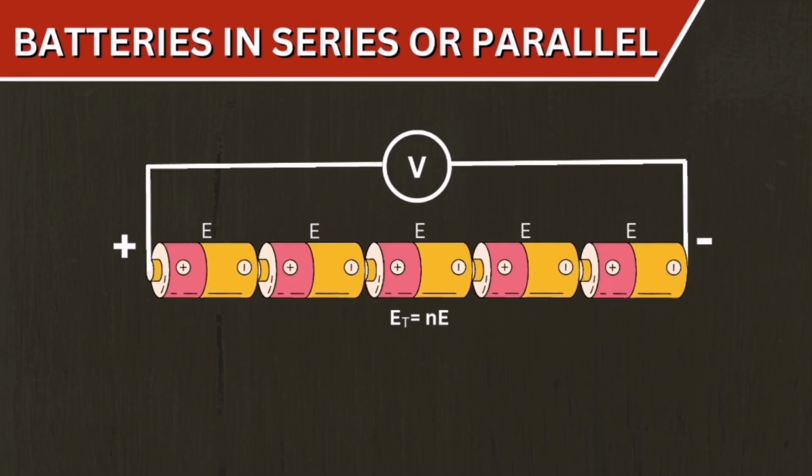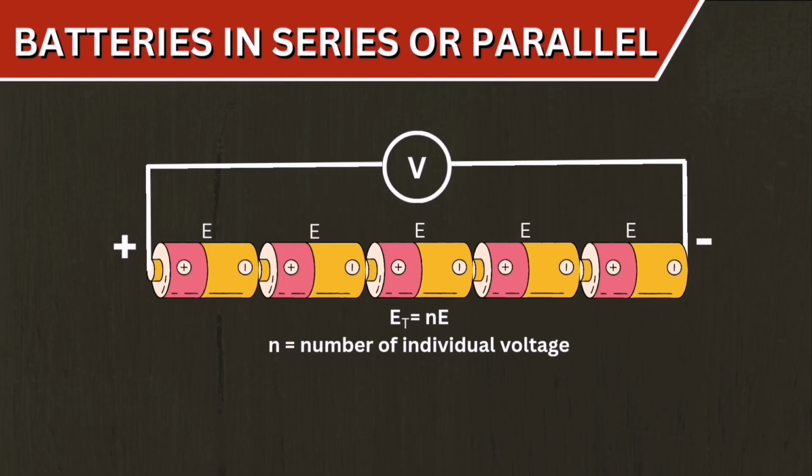If the voltages are the same, we can say that the total voltage E sub T is equal to N multiplied by E, where N is the number of individual voltage sources, and E is the value of voltage. In another video, guys, I will discuss series aiding and series opposing of battery sources. So stay tuned for my next video. I will also set some examples for that.